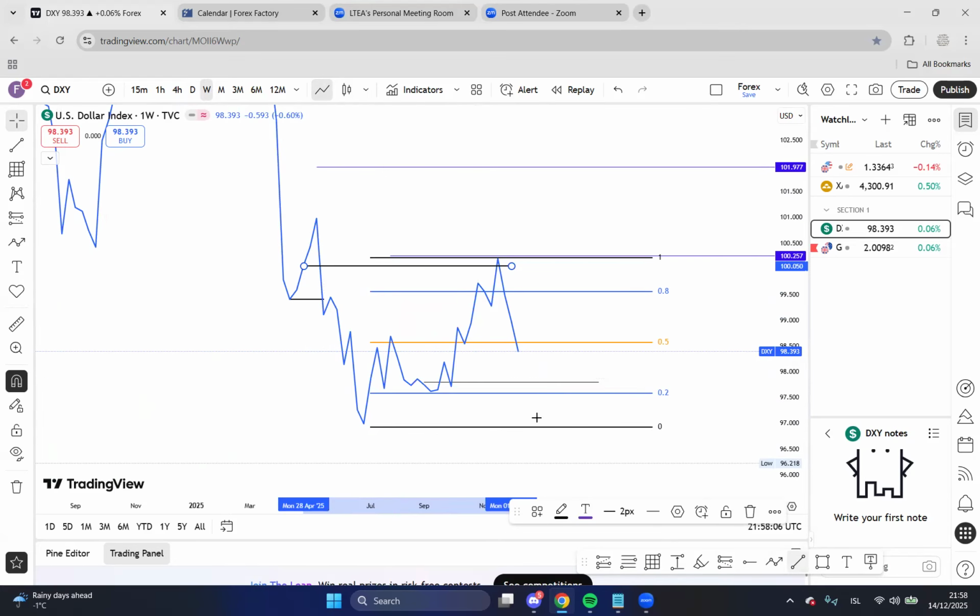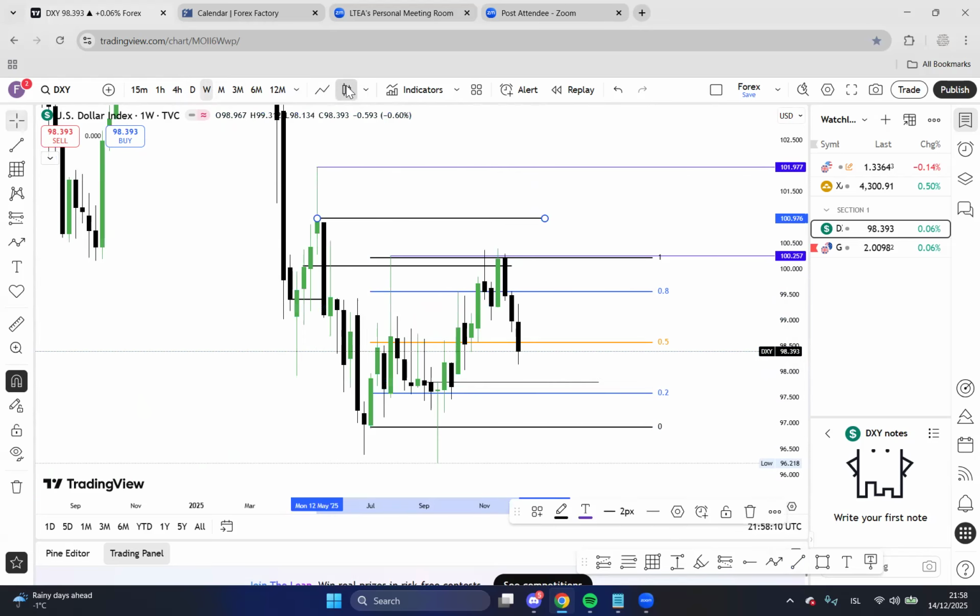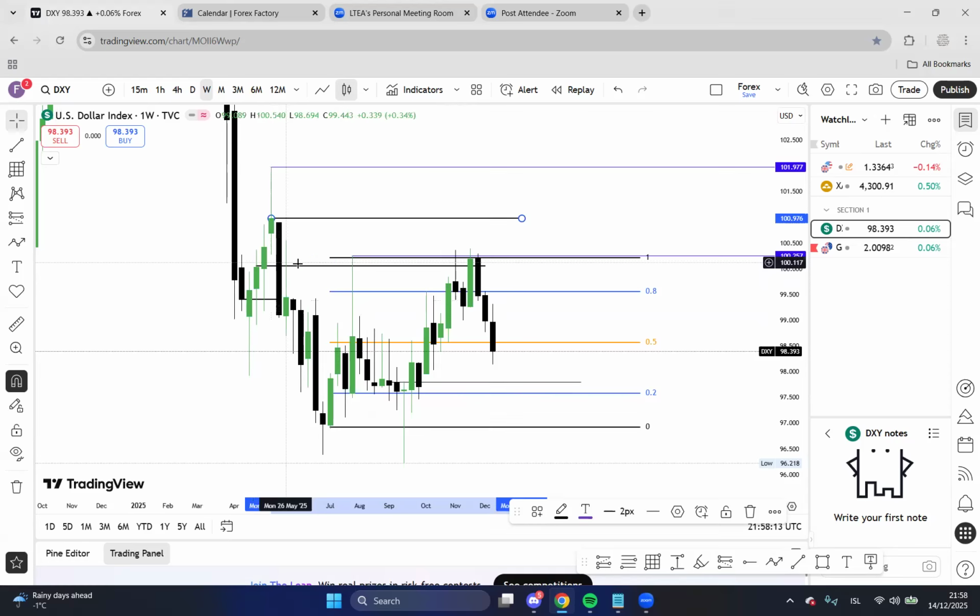We haven't really gotten to this area in the weekly time frame, for sure, no. So we still have a little bit of offside to go, but in the monthly, we have a level right here. So monthly is more superior, but still.